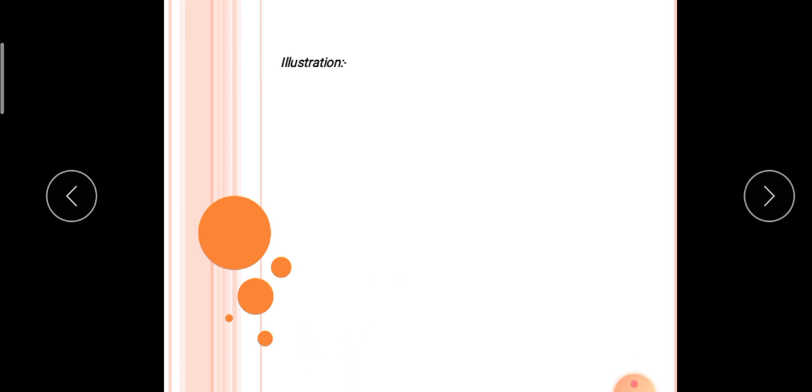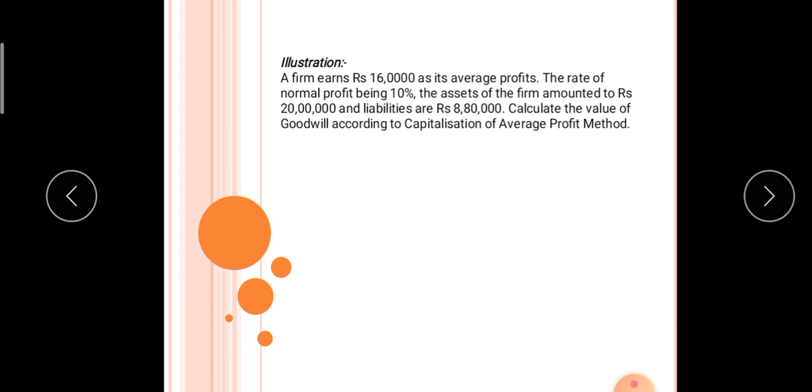The first one, the illustration says that the firm earns a profit of 1,60,000. Its average profit is 1,60,000. The rate of normal profit being 10%. Normal rate of return is 10%. The assets of the firm amounted to rupees 20 lakh and external liabilities were 8,80,000. Calculate the goodwill according to the capitalization of average profit method. Okay, capitalization of average profit we are going to do.